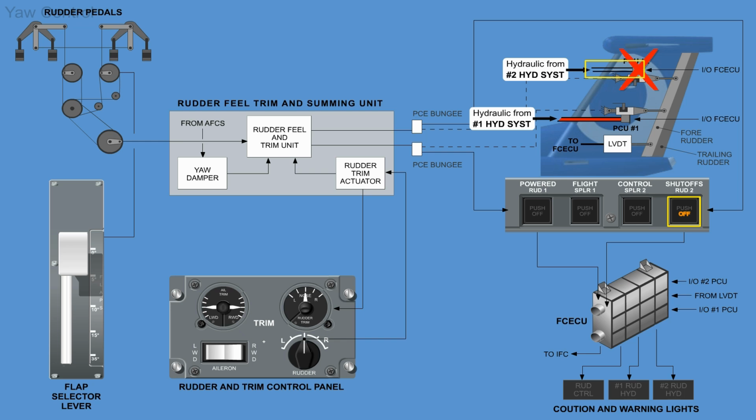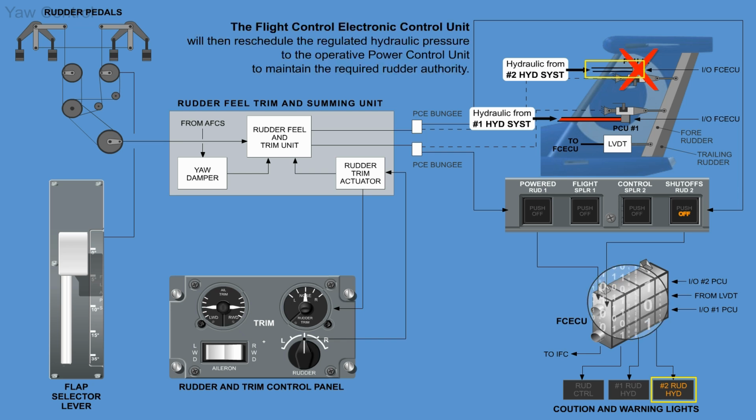As soon as the power control unit is depressurized, the number 1 rudder hydraulic or number 2 rudder hydraulic caution light will turn on. The flight control electronic control unit will then reschedule the regulated hydraulic pressure to the operative power control unit to maintain the required rudder authority.